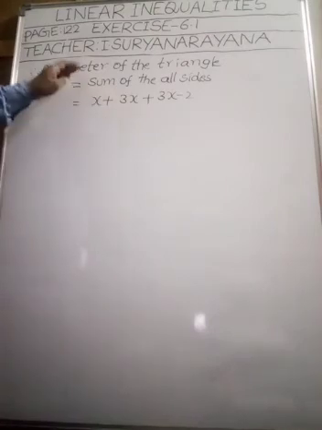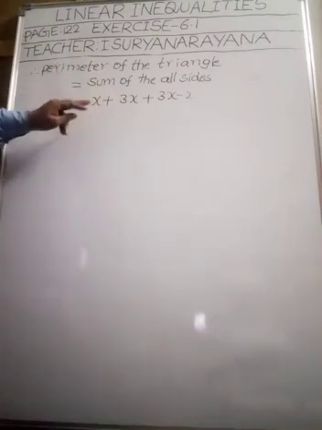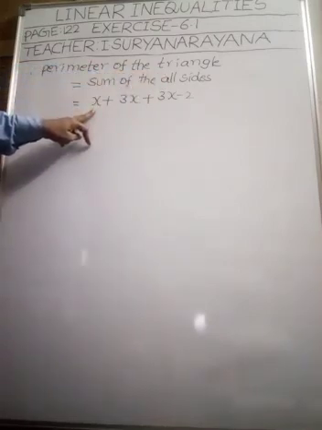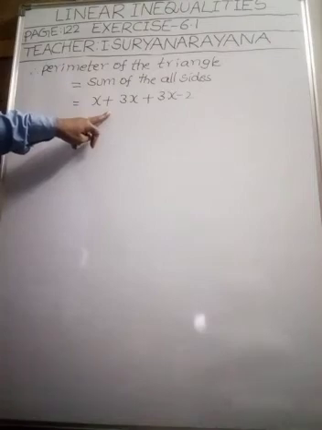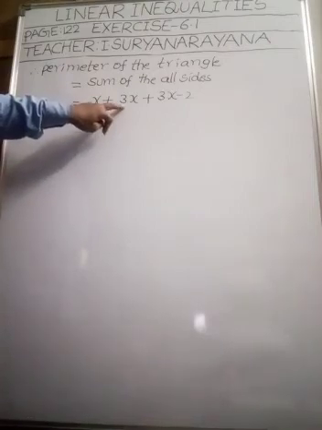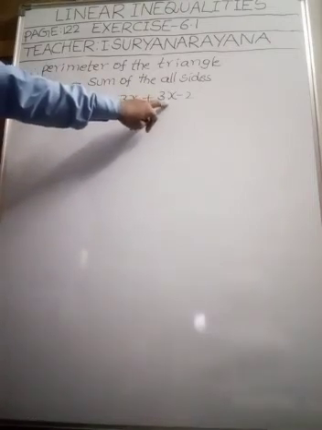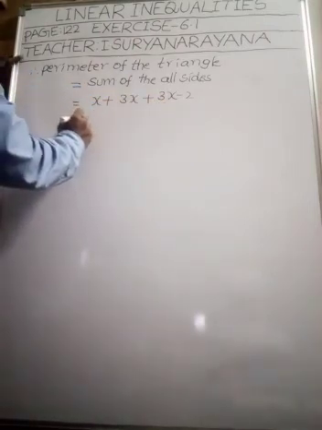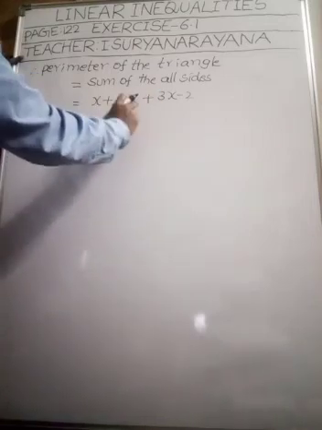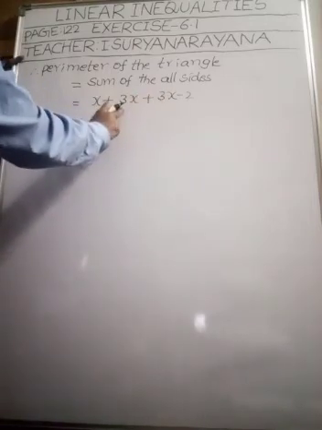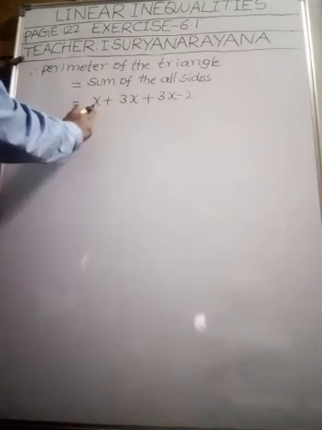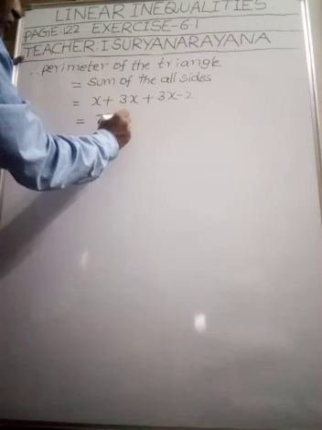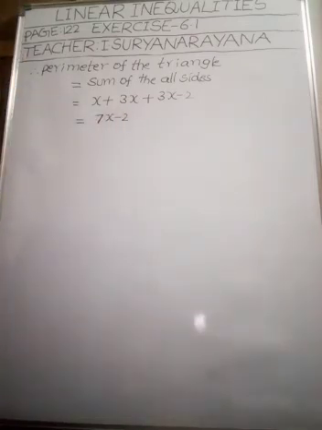I wrote the perimeter of the triangle. That is the sum of all the sides. So, the first shortest side is x centimeters plus the length of the longest side is 3x centimeters plus the length of the third side is 3x minus 2. Understood this step, my children? Right. Let us simplify this expression. 3x plus 3x, 6x plus x, 7x minus 2. This is the perimeter of the triangle.